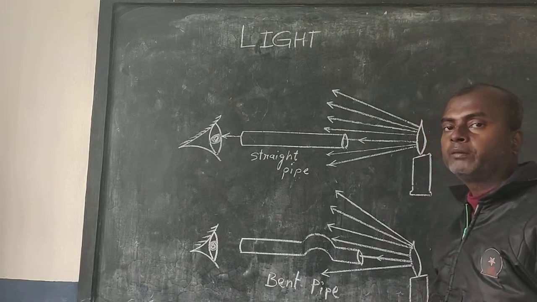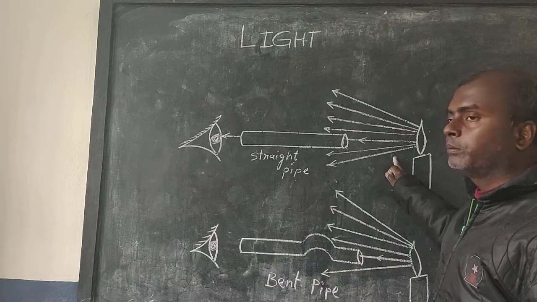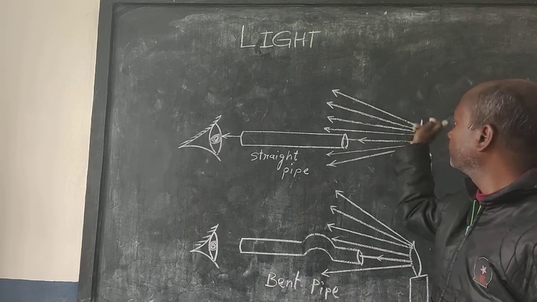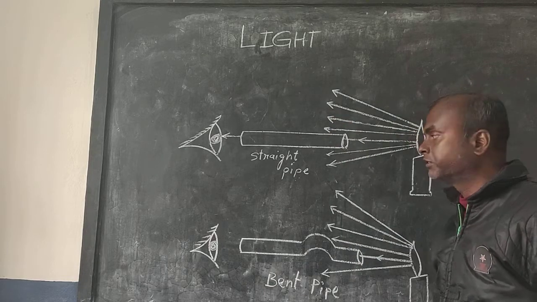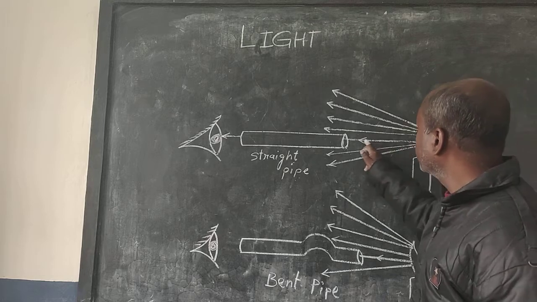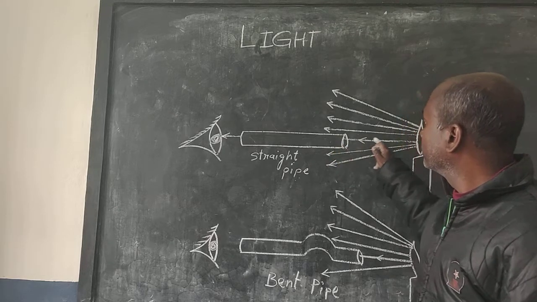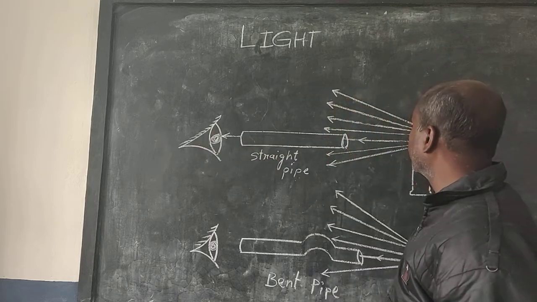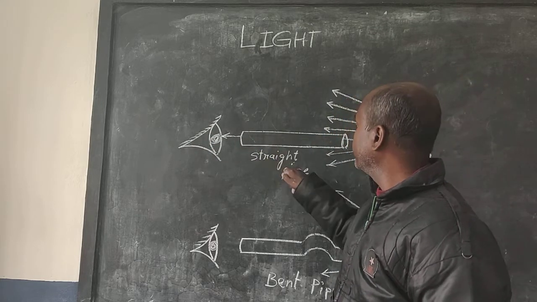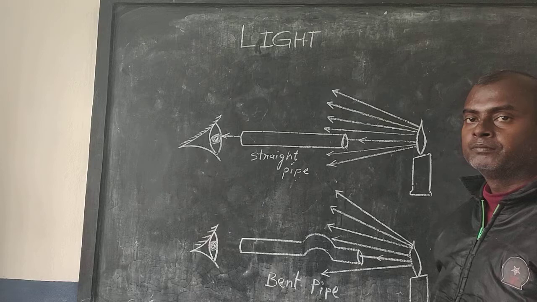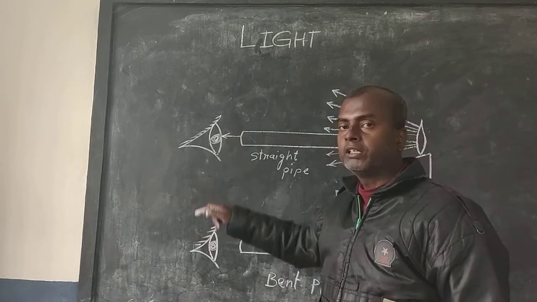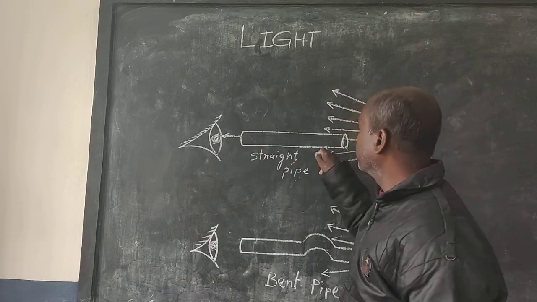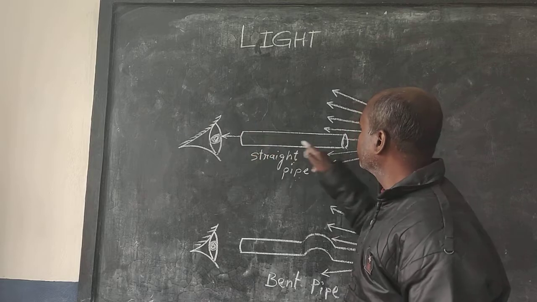Earlier, what example I have given you, this is also an example of diverging. From one point, rays of light are distributed in different directions. Now one such ray enters the pipe, goes straight, and this person is able to see this burning candle through this straight pipe. Because light travels in a straight line, there is no problem viewing this burning candle through a straight pipe.